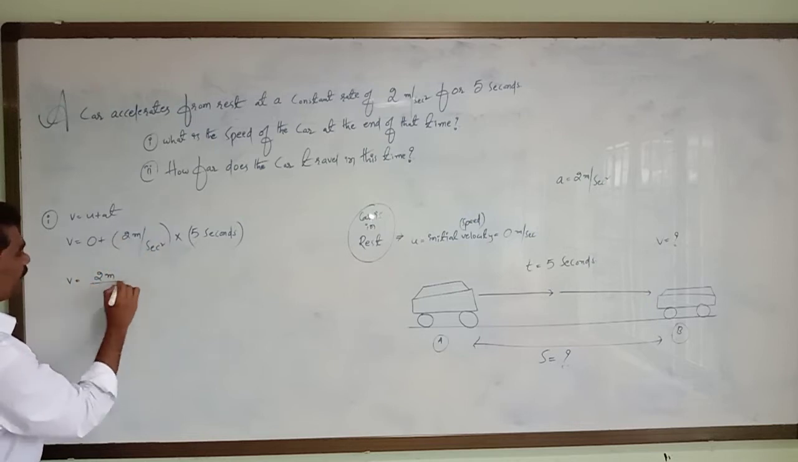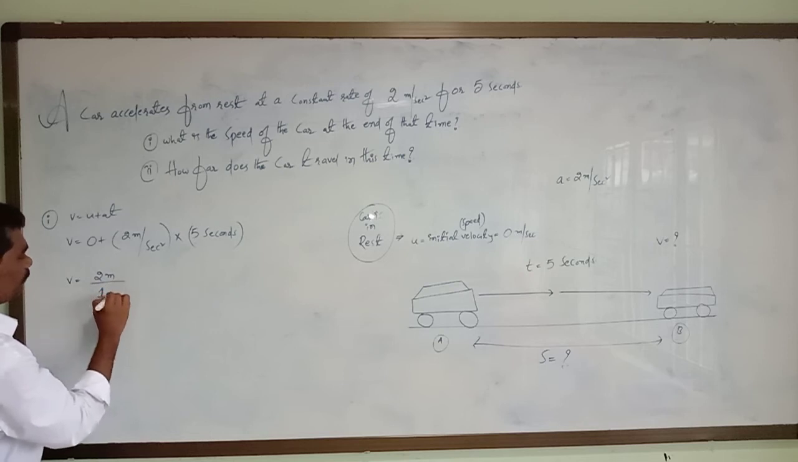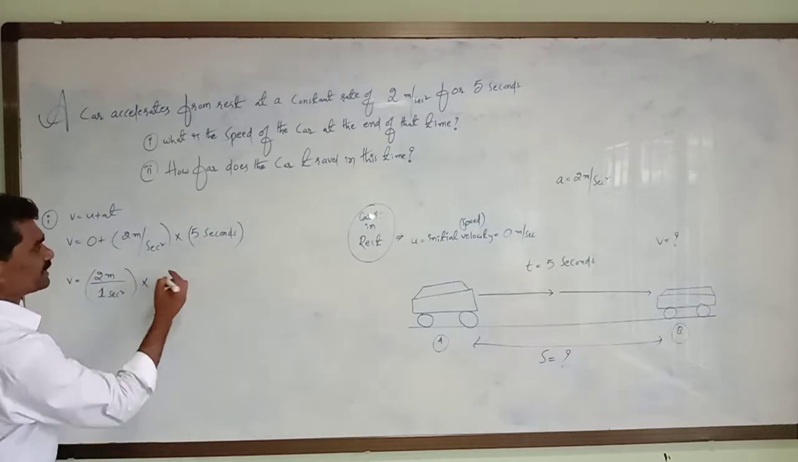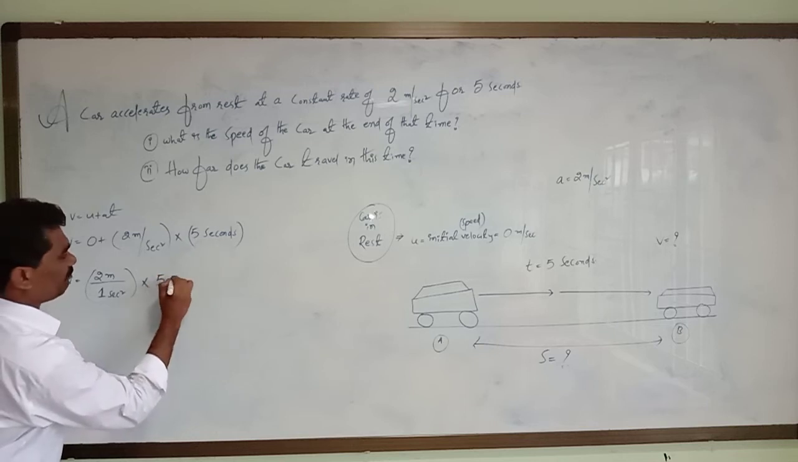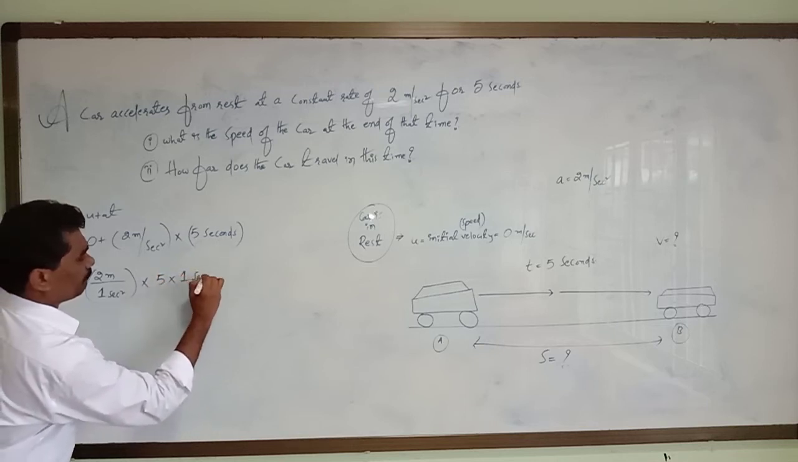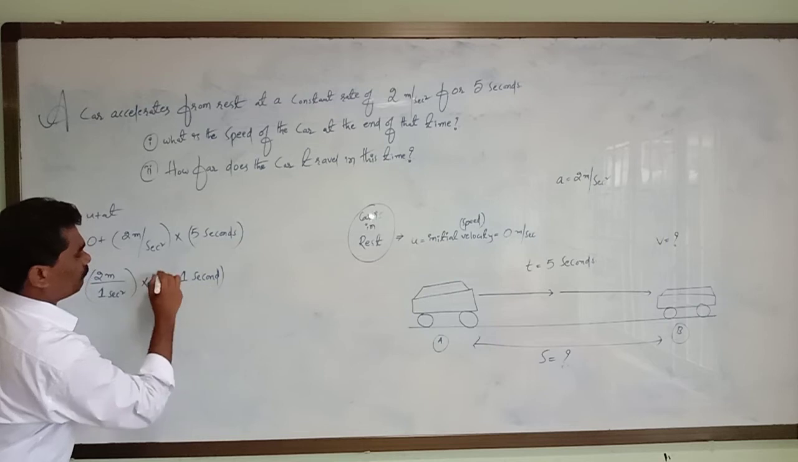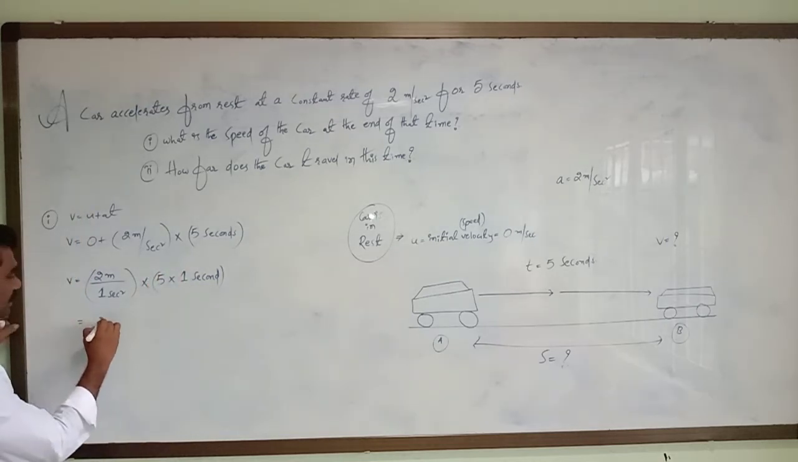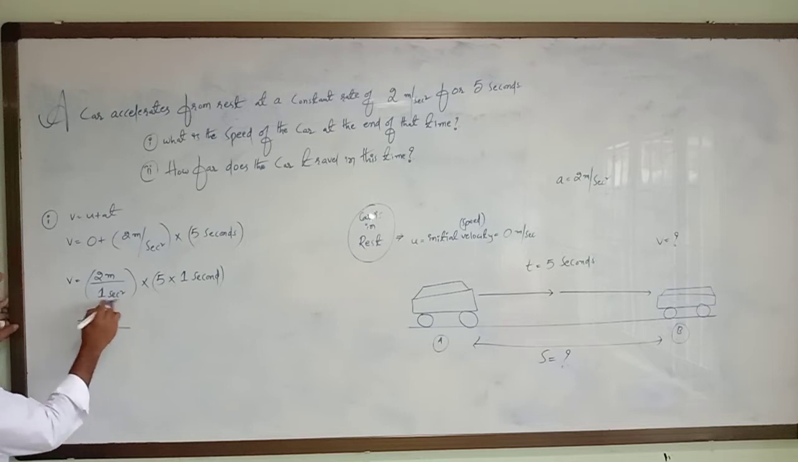2 meter over second square, 2 meter per second square, 2 meter divided by 1 second square. So here into 5 seconds can be written as 5 into 1 second. 5 into 1 second.